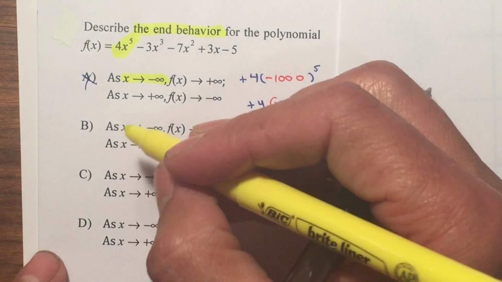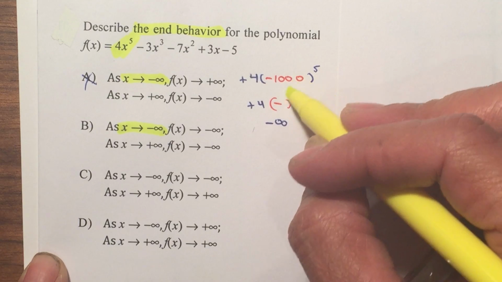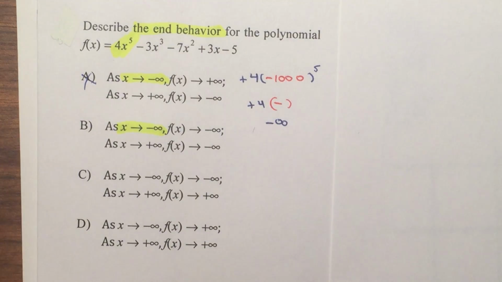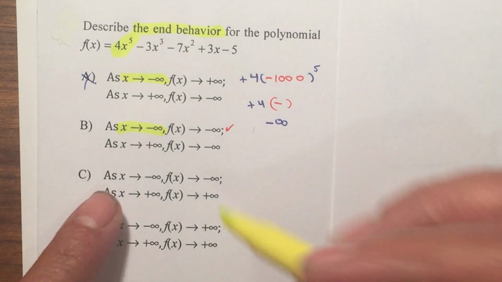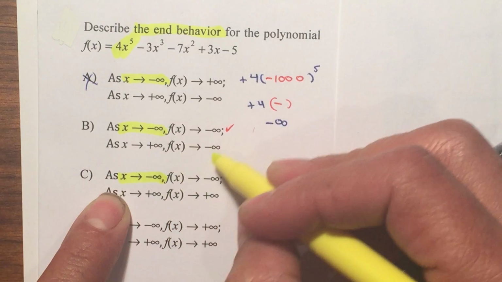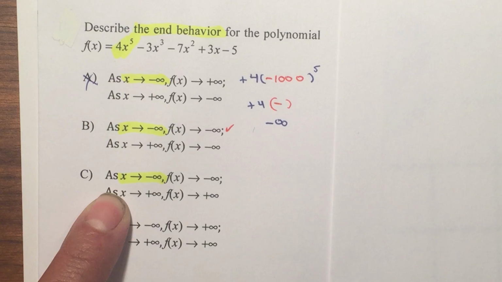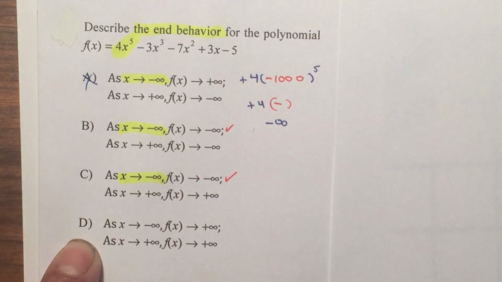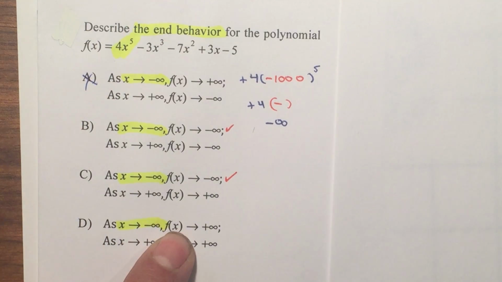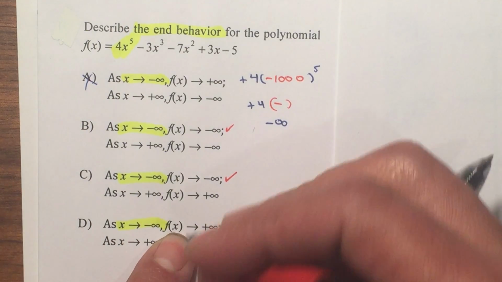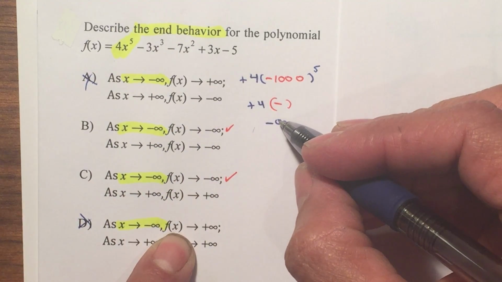Letter B. As x approaches negative infinity, so if you plug in a huge negative number, your answer will be negative infinity. Yes, that one's correct. As x approaches negative infinity, the function approaches negative infinity. That's correct. As x approaches negative infinity, the function approaches positive infinity. No, that's incorrect. So the answer is not D, because it approaches negative infinity.